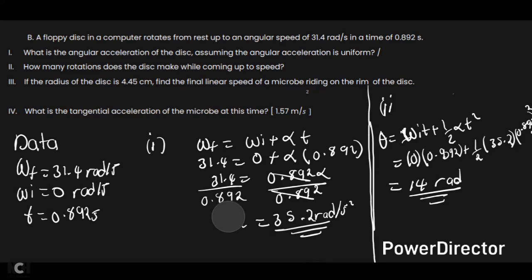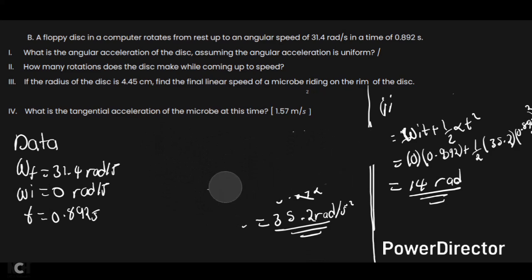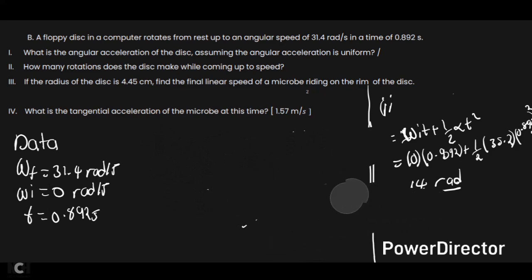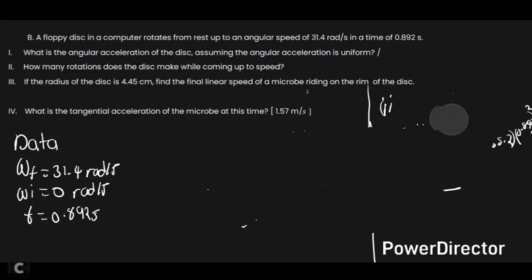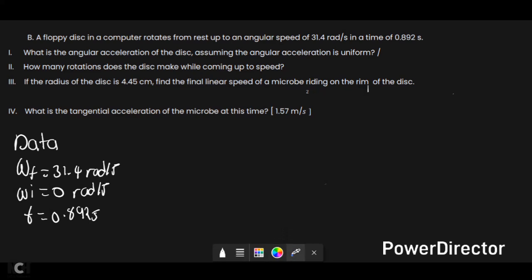Now let's go into another question, which is question 3. So what is question 3 saying? Question 3 is saying that if the radius of the disk is 4.445 centimeters, find the final linear speed of the microgrinding on the rim of the disk. So in this situation, what are you supposed to do? Remember here we are converting from the angular to the linear speed.